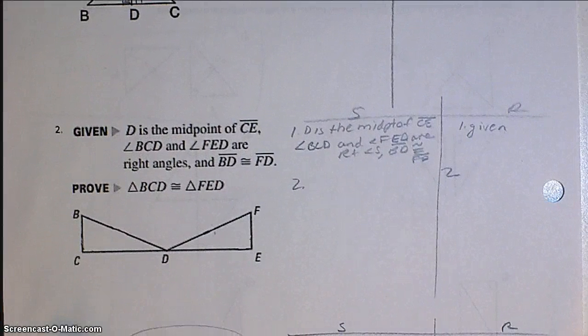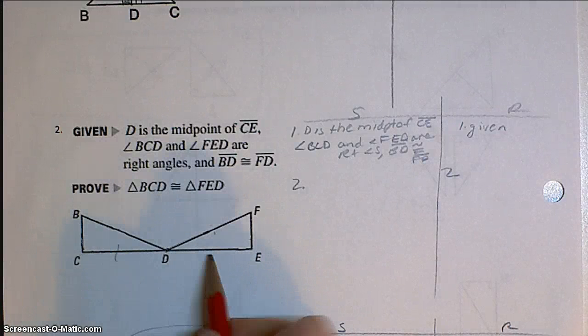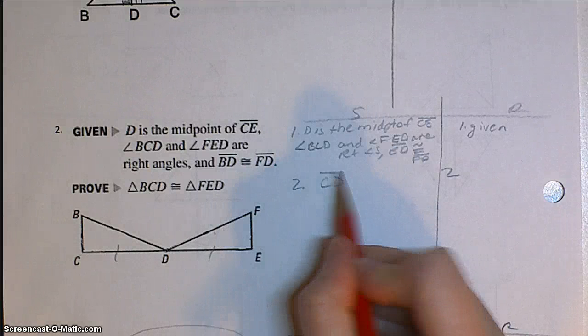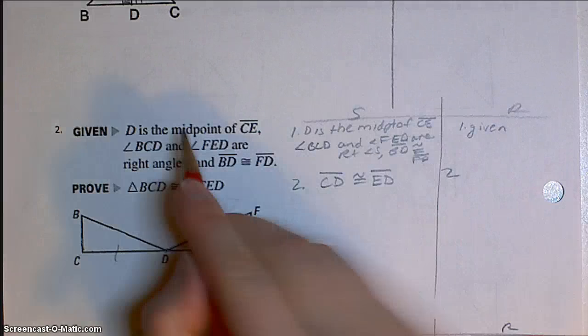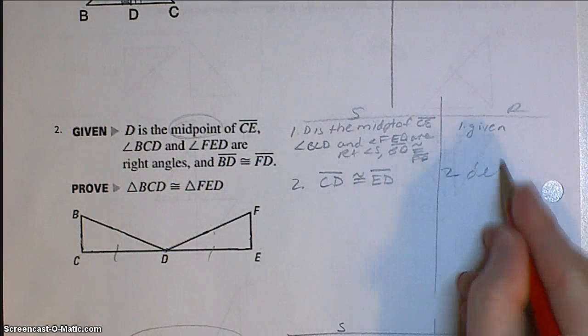Alright, going on to number 2. List out your given. D is the midpoint of CE, so that tells me CD is congruent to ED. Use this word again to help you figure out the reason. Definition of midpoint.